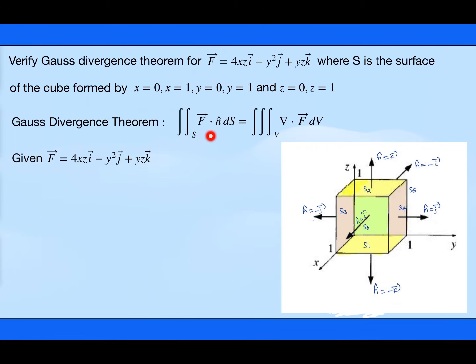So here we are integrating the surface integral and here we are integrating the volume integral. So we have to verify both these sides are same. So the given vector is 4xz i vector minus y square j vector plus yz k vector, and we have a cube picture here. So here you have x, y and z plane. So we have formed a cube.